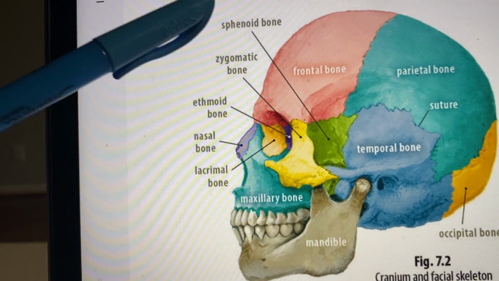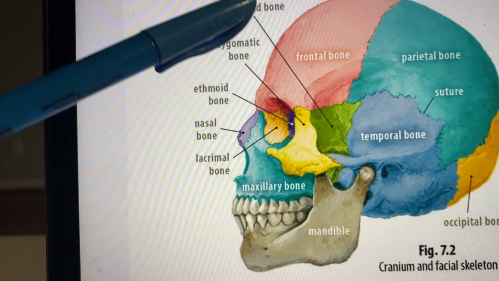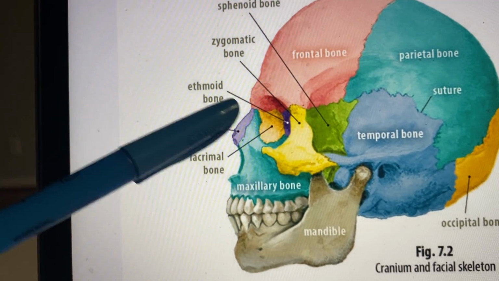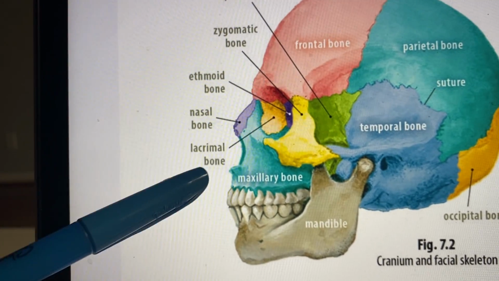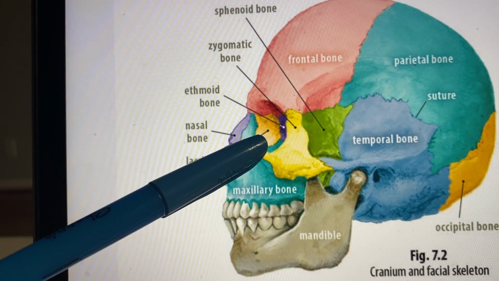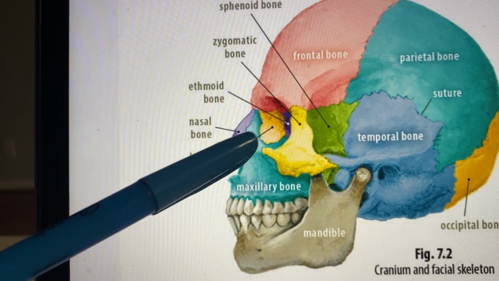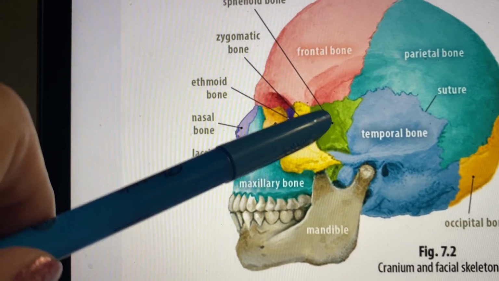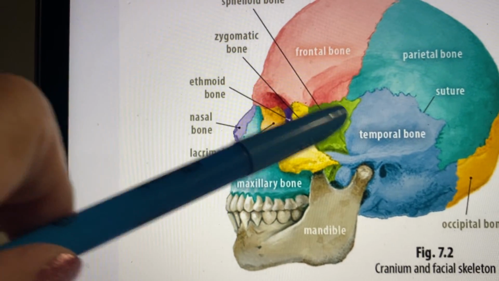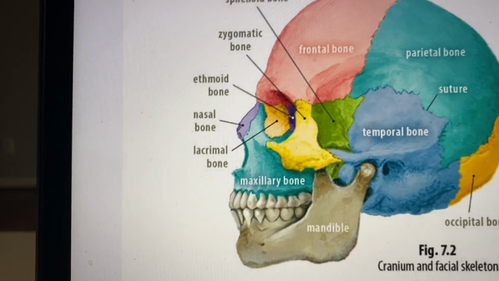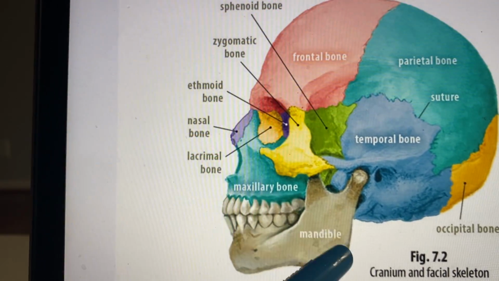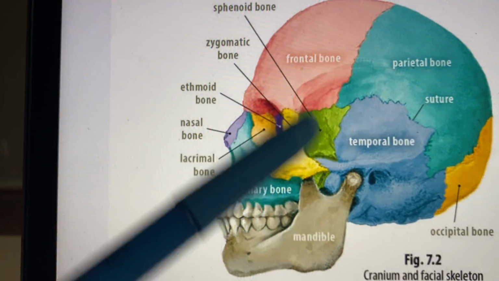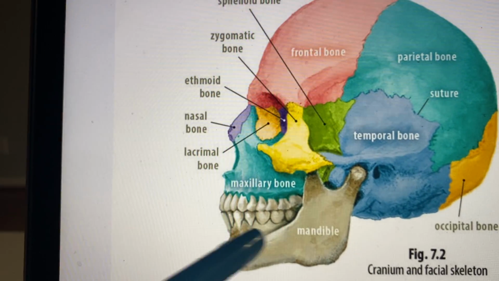And here we have other, smaller bones of the face. The ethmoid bone, the nasal bone. Lacrimal is where you have your tears; lacrimal means your tear glands. And the sphenoid bone here. But the ones you really need to know for sure and remember the names of are the maxillary and the mandible, because the maxillary is the upper part with the teeth, and the mandible is your jaw.